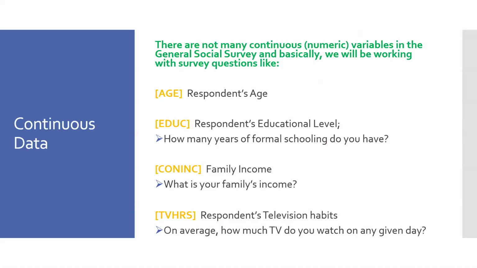Some examples, since there's not a lot of continuous or numeric variables in the General Social Survey. So things like age makes sense. Respondents' education level, so how many years of formal schooling do you have? Now this is where it gets interesting. Educational level can also be done as qualitative if we think about it in terms of high school, college, maybe less than high school or something. But if you ask for how many years of formal schooling do you have, that can be derived into a numerical or a quantitative measure. You can also look at family income. What's your family's income? And usually with inflation, that's what like con inc is. Or respondents' television habits. On average, how much TV do you actually watch on a given day?